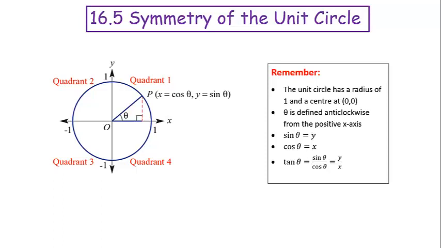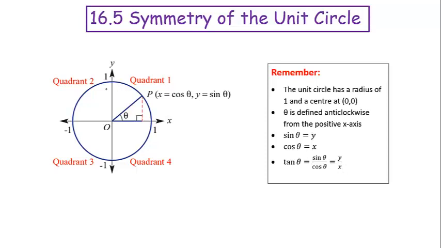Okay, in this video we're going to take a look at the symmetry of the unit circle. And just to remind ourselves here, we need to remember that the unit circle has a radius of 1 and a center at (0, 0). And theta is just defined as being anti-clockwise from the positive x-axis. We know that the sine of theta is equal to y, the cos of theta is equal to x, and the tan of theta is equal to sine theta over cos theta, or y over x.